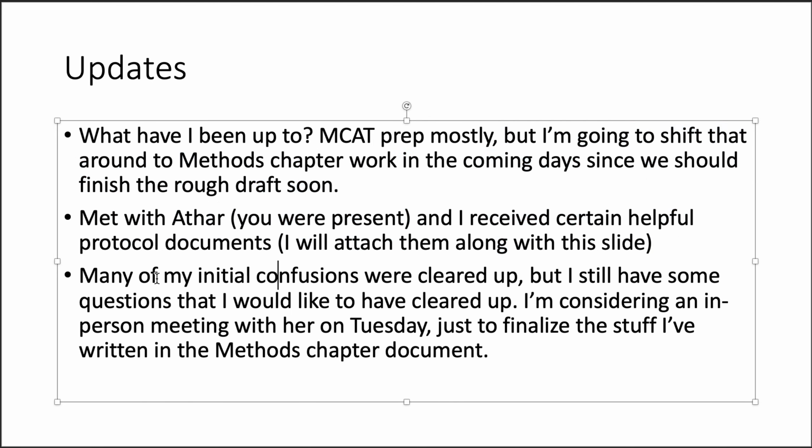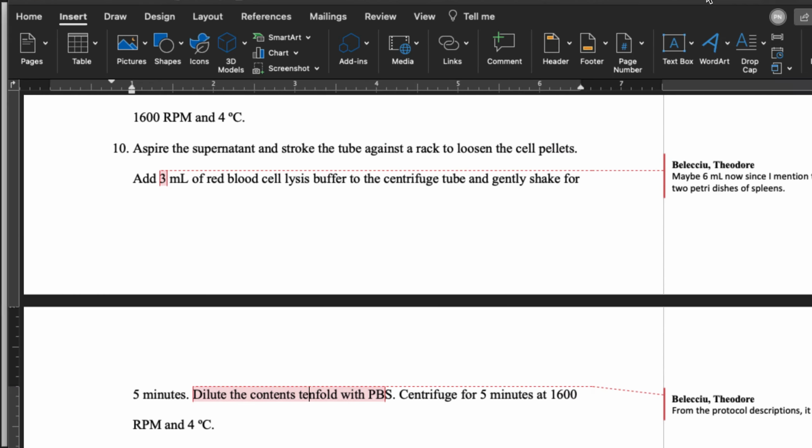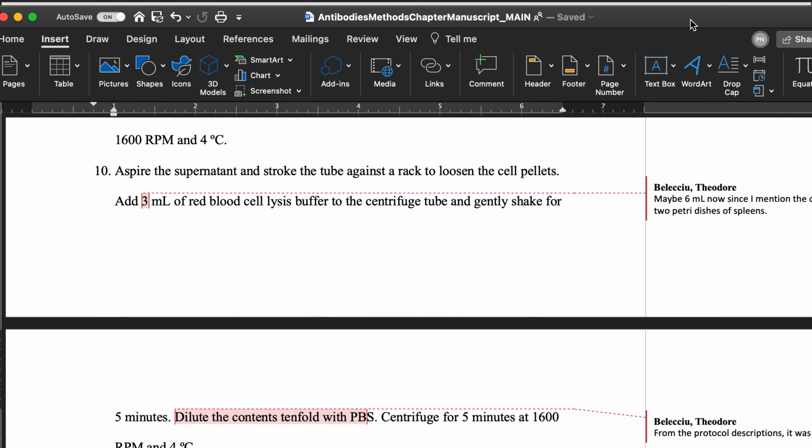So obviously that meeting helped clear out most of my initial confusions, but I still have lingering questions, mostly due to misunderstandings in the notes she supplied. And I would like to have those cleared up as soon as possible, and for that I'm considering an in-person meeting with her on Tuesday, and I'll mention this to her tomorrow in the morning to see if she's amenable to that, to finalize the protocol that I've written in the methods chapter document, which I will supply right here for the moment being.